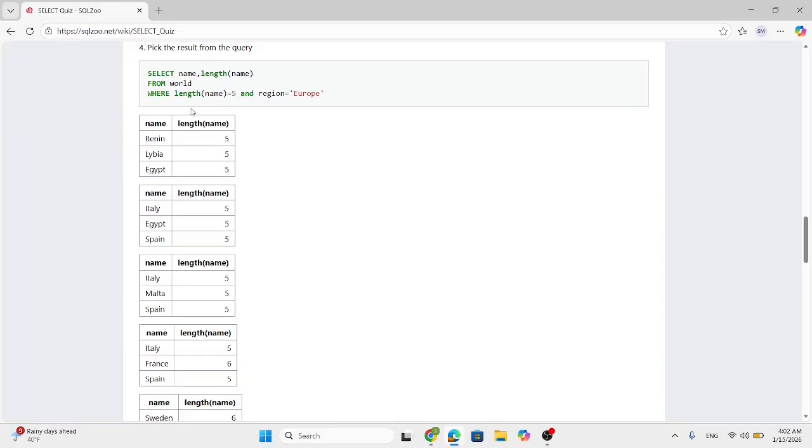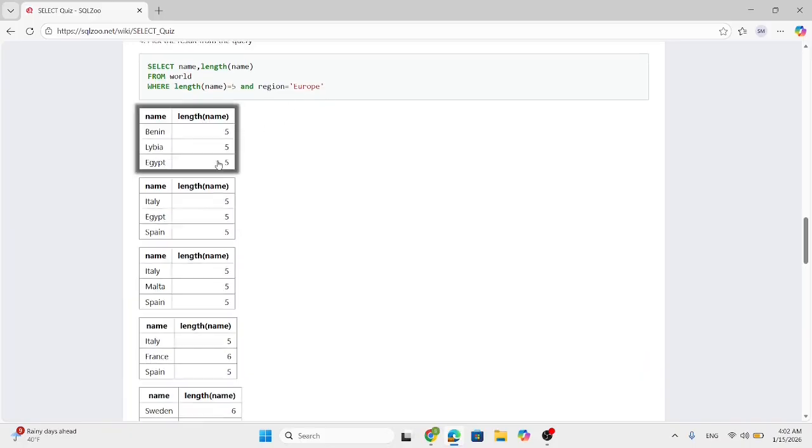So, select name, length of the name, from world table where length of name equals 5, and the region is Europe. For example, as you know, Benin is in Africa, Libya and Egypt are in Africa. So that's why this answer is wrong, because they are not in Europe.